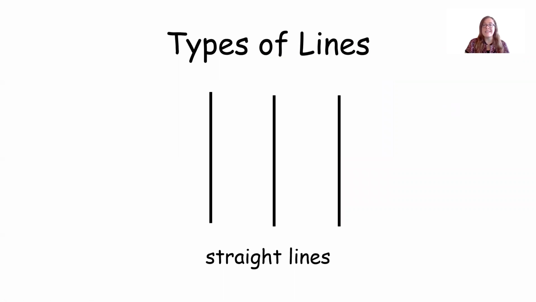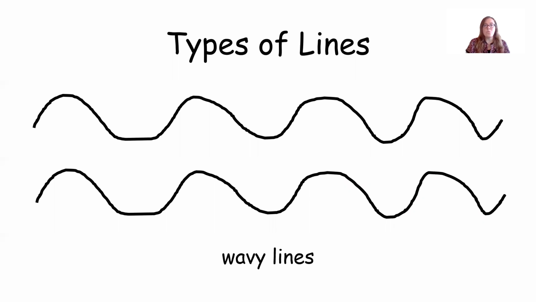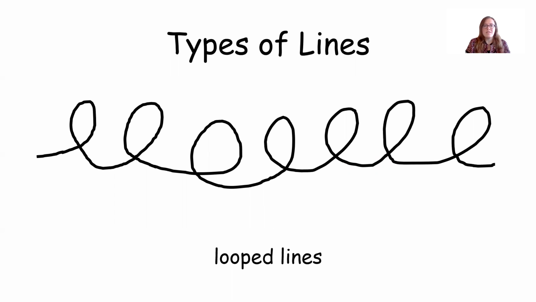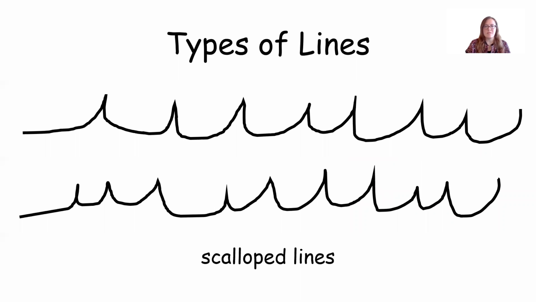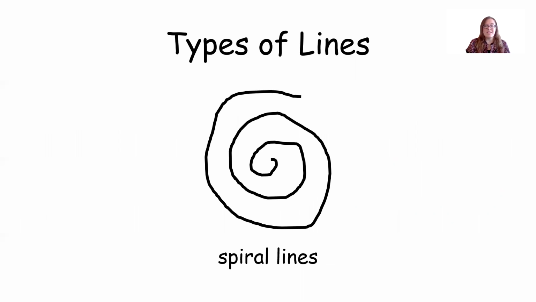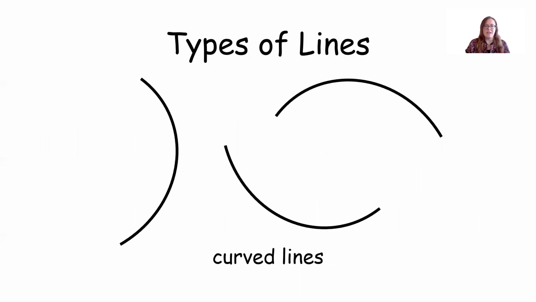Our first type of line is straight lines. These are wavy lines. These are looped lines. These are scalloped lines. These are spiral lines. And these are curved lines. So we're going to use curved lines today for our project.